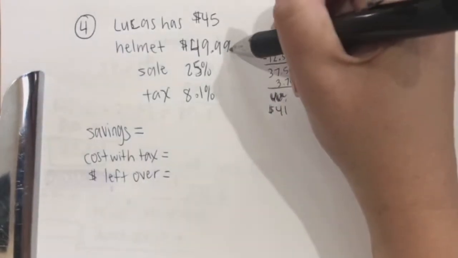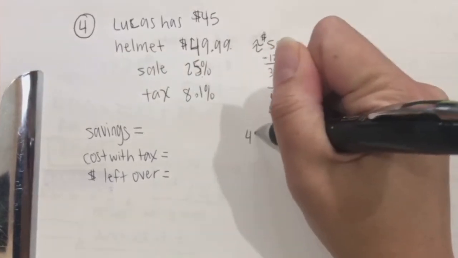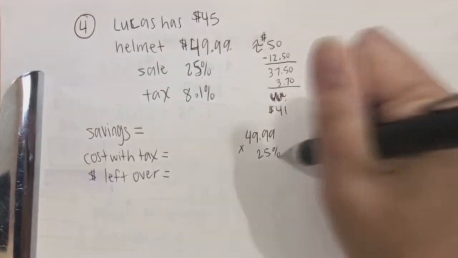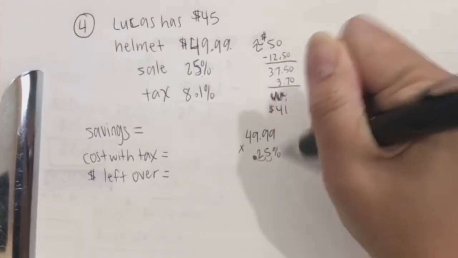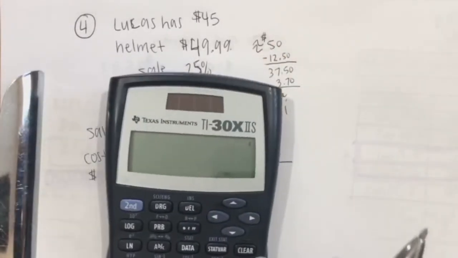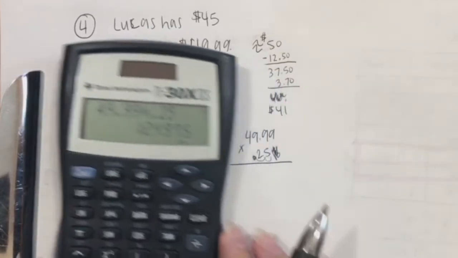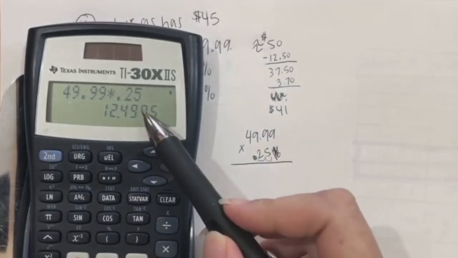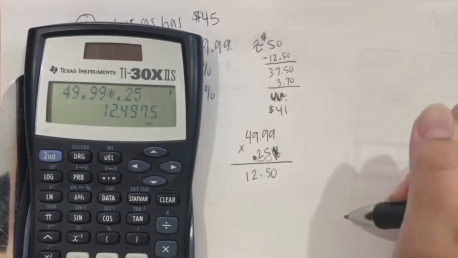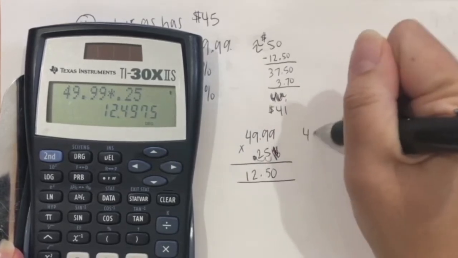So $49.99 times 25%. We move the decimal 2 places, get rid of the percent. So we do $49.99 times 0.25. Equals $12.49, but that 7 is going to make it round up. So we'll just say $12.50. And so we'll do $49.99 minus the $12.50.